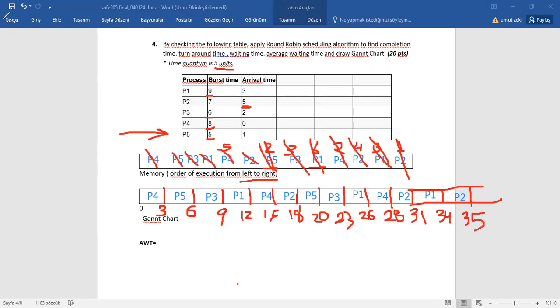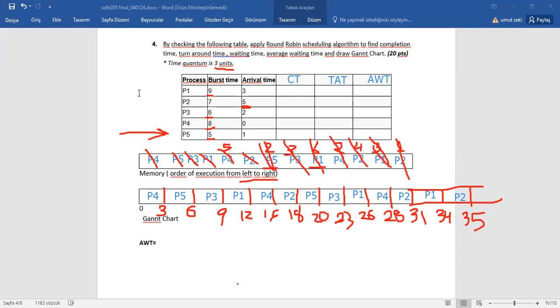So the hardest part is to finish this one. The others are very easy. Here we are writing the completion time. Here we are writing turnaround time. And here writing average waiting time. I'm assuming that you know how to do it from the previous algorithms.